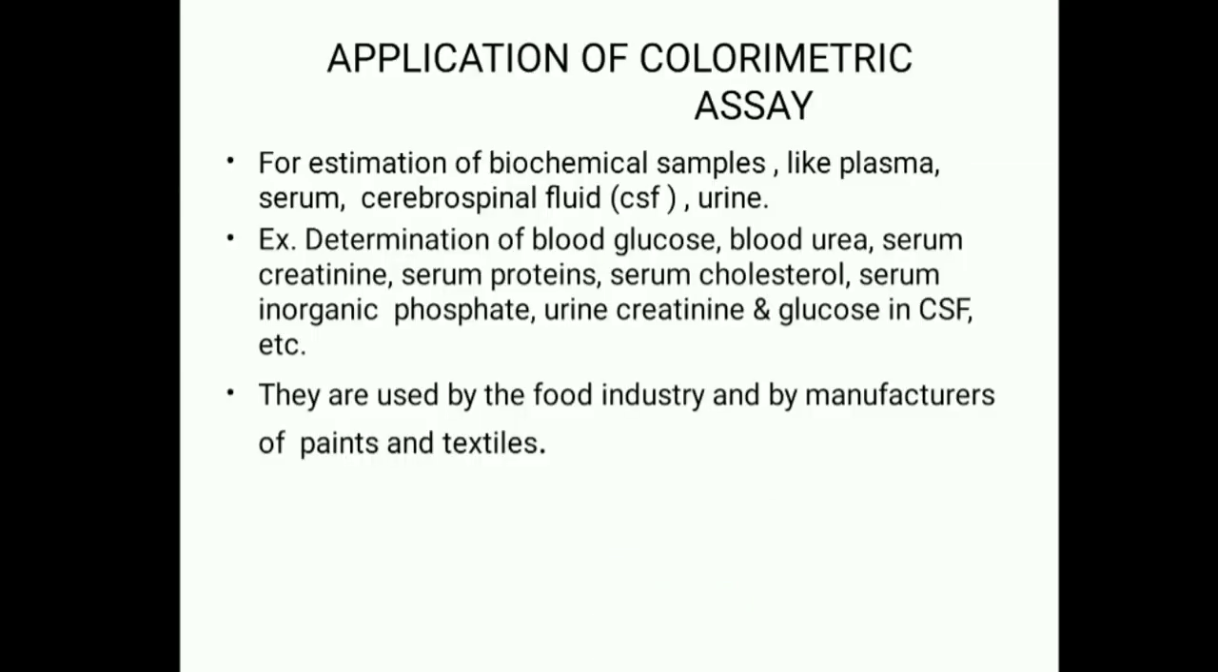Next we have application of colorimetric assay. For the estimation of biochemical samples like plasma, serum, CSF, urine. For example, determination of blood glucose, blood urea, serum creatinine, serum protein, serum cholesterol, serum inorganic phosphate, urine creatinine level, and glucose in CSF, etc. They are used by the food industry and by manufacturers of paints and textiles.